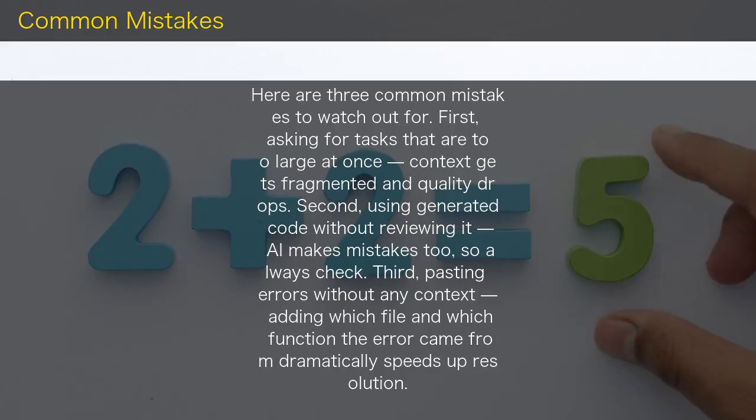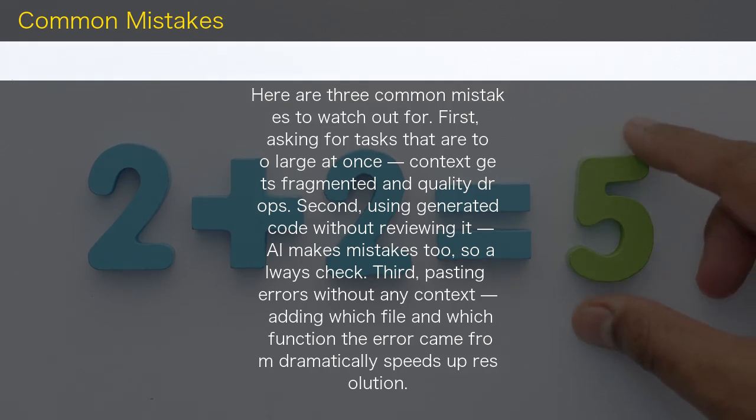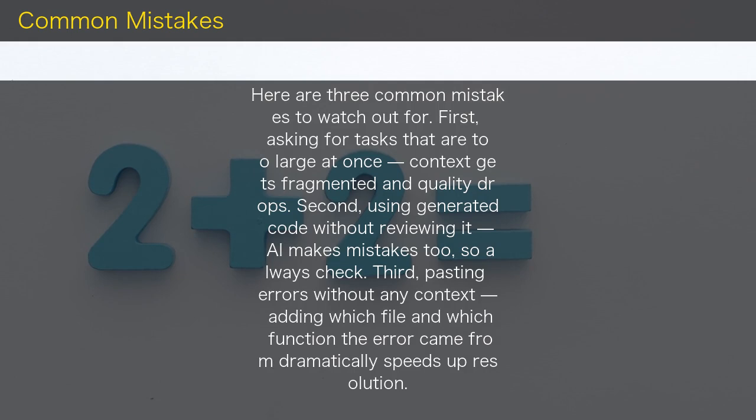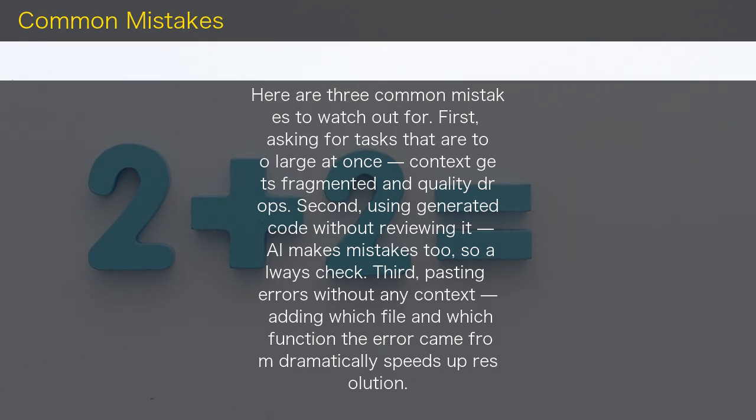Here are 3 common mistakes to watch out for. First, asking for tasks that are too large at once. Context gets fragmented and quality drops. Second, using generated code without reviewing it. AI makes mistakes too, so always check. Third, pasting errors without any context. Adding which file and which function the error came from dramatically speeds up resolution.